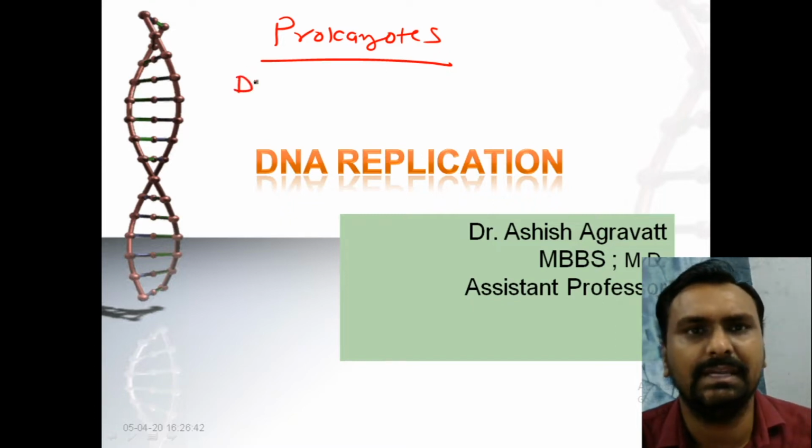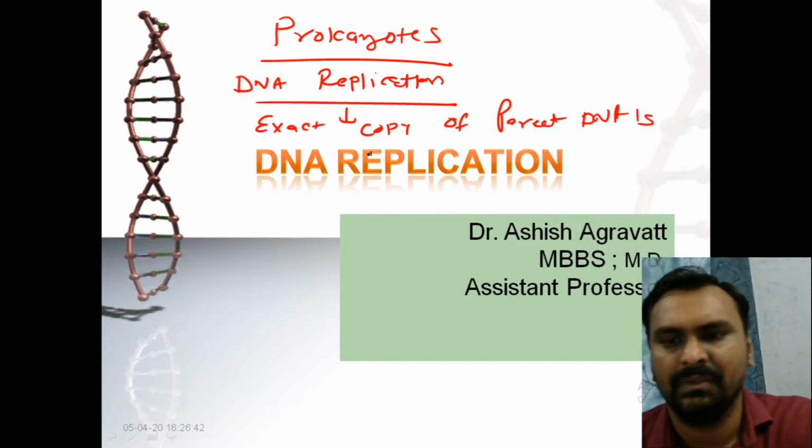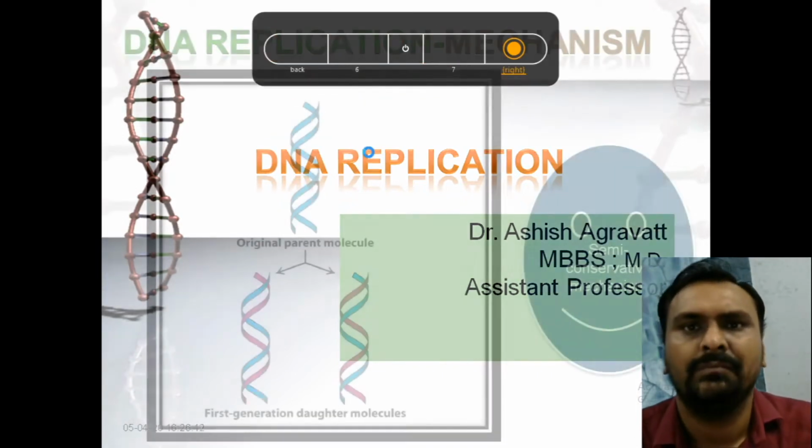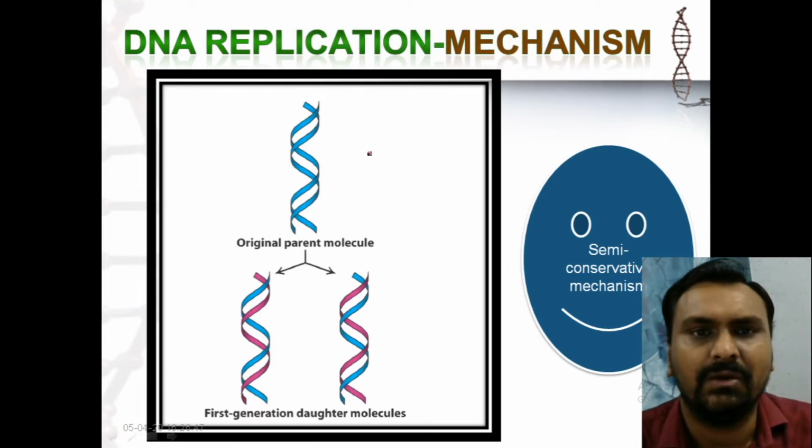So what is DNA replication? It is a process by which an exact copy of parent DNA is made. Okay. It is a semi-conservative method because during each phase of DNA replication, one strand of the parent DNA is conserved.